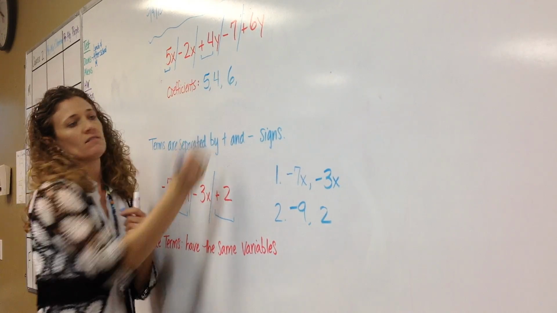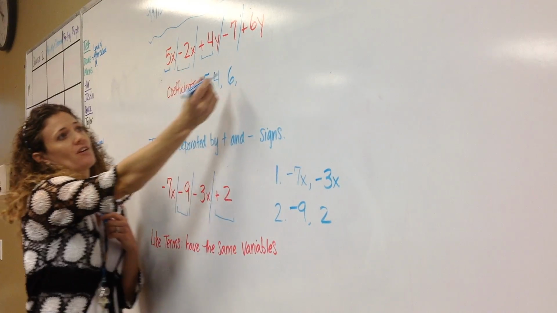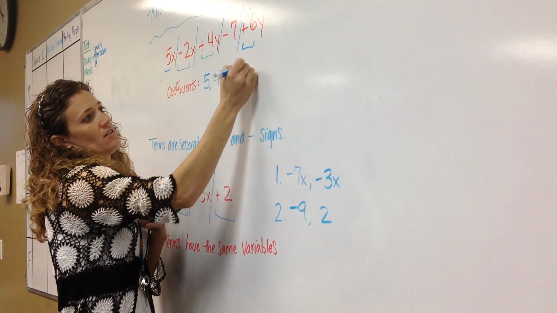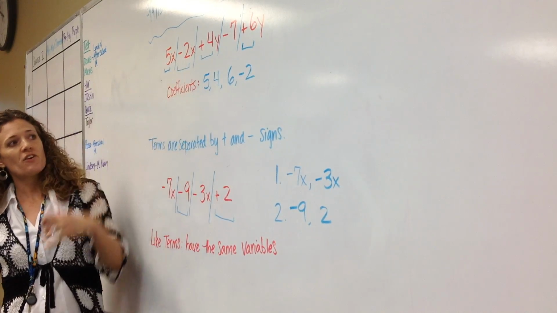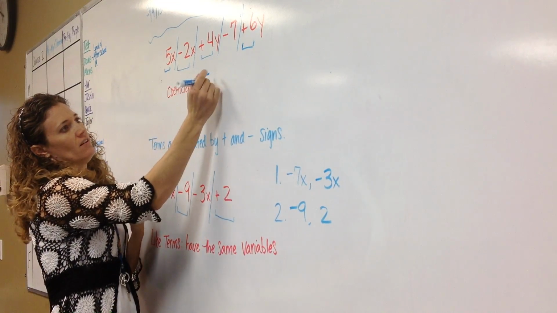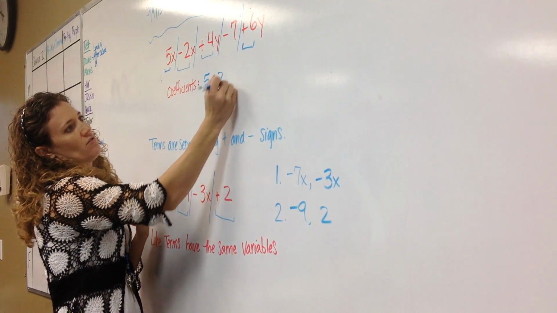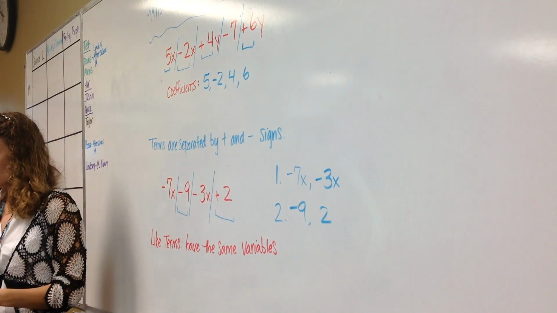And there's another one. Okay, a negative 2. This is specifically a negative 2. Do you guys see that? Okay, there's a negative 2. If you guys want to put these in order of the way they appear, let's go 5, negative 2, 4, and 6. That way that's not confusing.